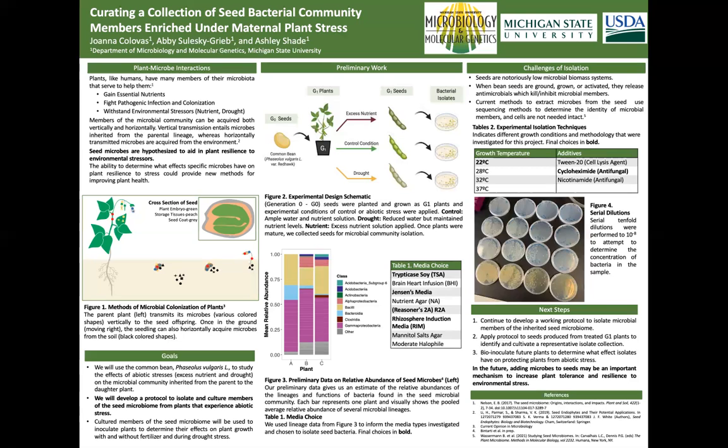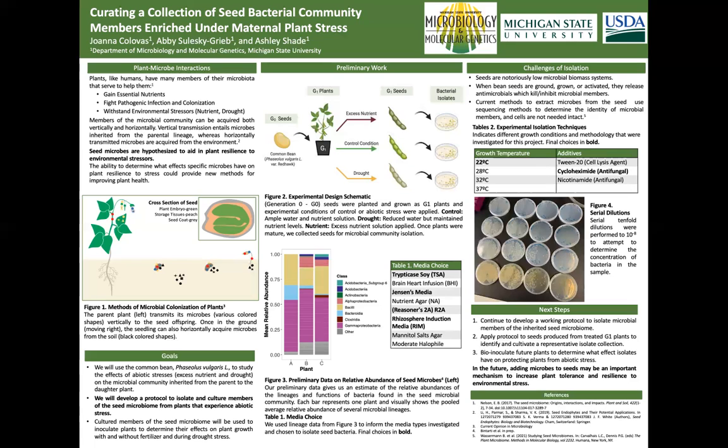In figure 2, you can see how we applied stress to these plants. We took our generation 0 seeds and grew them up as our generation 1 plants. We applied our different treatments: control, excess nutrient, and drought. And once the plants were grown to maturity, we were able to collect the seeds. And from those seeds, we'll be able to culture a collection of bacterial isolates.